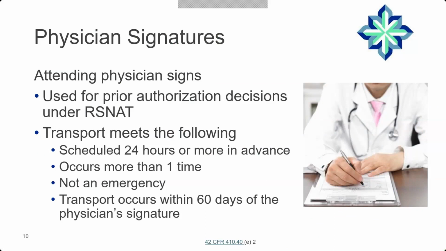So how does CMS define a routine scheduled ambulance transport? Again, this occurs more than one time and you know it. I'll give you a couple of examples. Dialysis transports. The person's going to go for dialysis 3 times a week. You know they're going to go 3 times a week. Okay, then you can get a physician certification statement that is signed by an MD or DO. Another one could be some of the cancer treatments, just depending on what they're having done. Okay, so really we know this is going to happen.